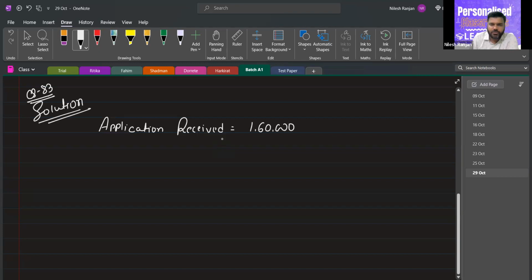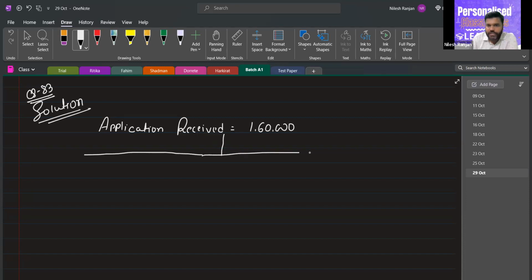Actually, application we don't have to consider, but let's now divide these into 3 categories. First is 90,000 application. So if we talk about the amount, the application money, then it will be 90,000 into 3, that is 2,70,000.